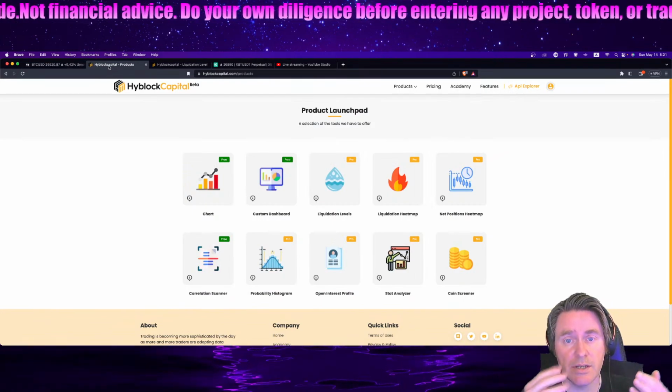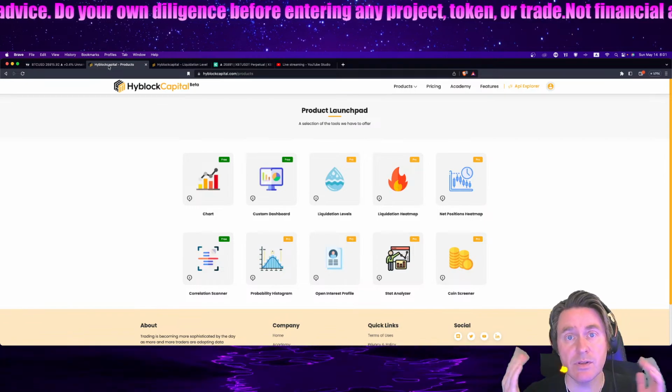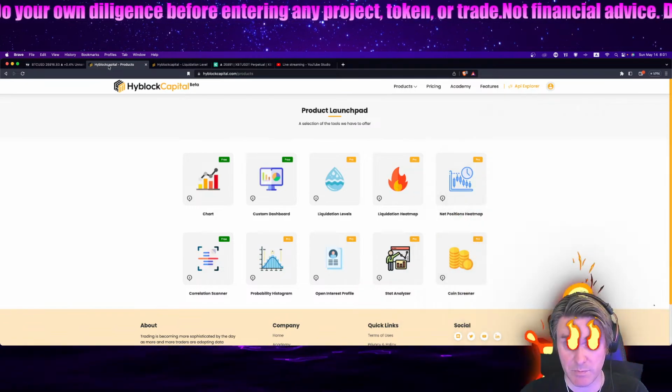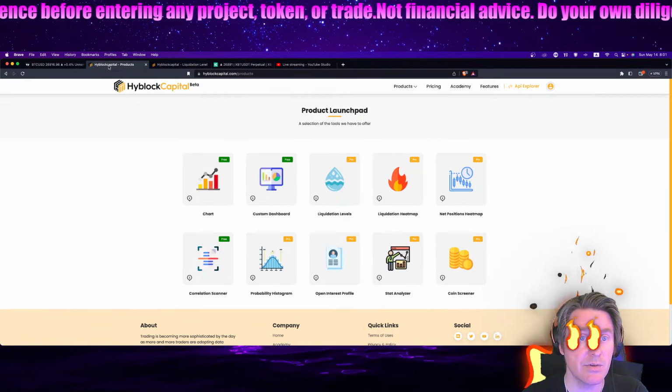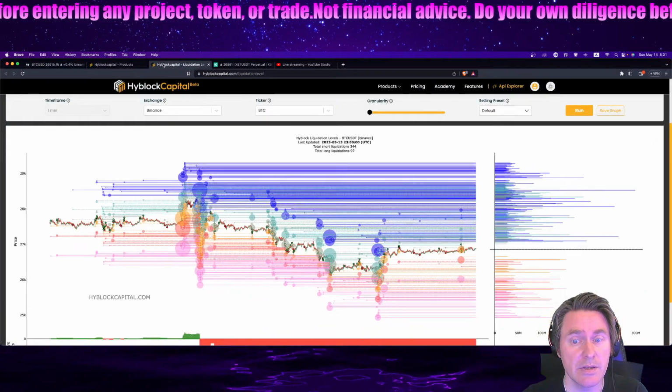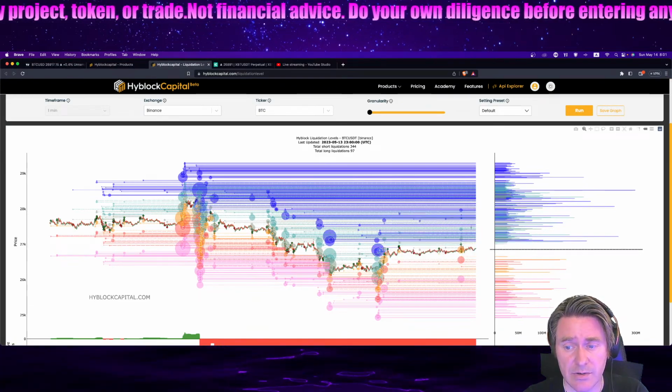Let's go into the liquidity, shall we? What is the liquidity? What is the heat map from HyBlock? It's when people leave their liquidity in the charts to be burnt to a crisp by the market maker for not using a stop loss. So let's see who got burnt to a crisp the other day. We've just been going sideways all weekend, so nothing really here to note.